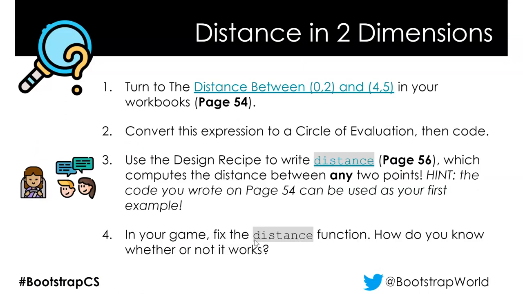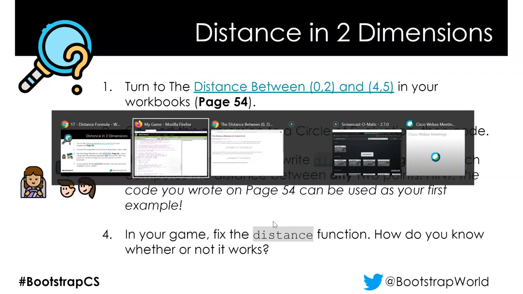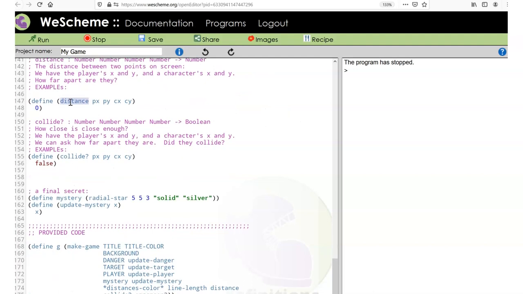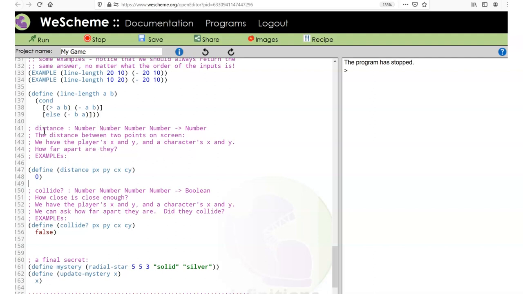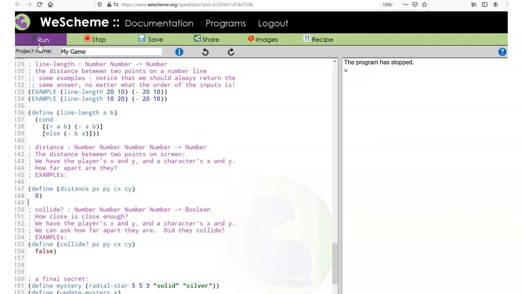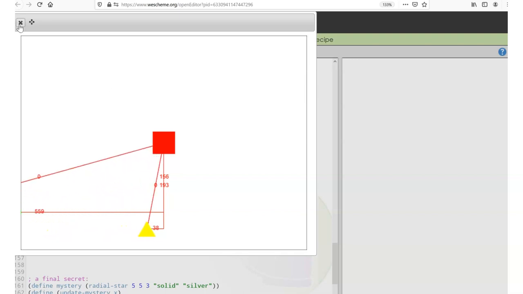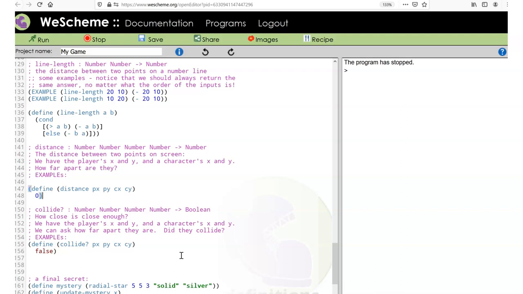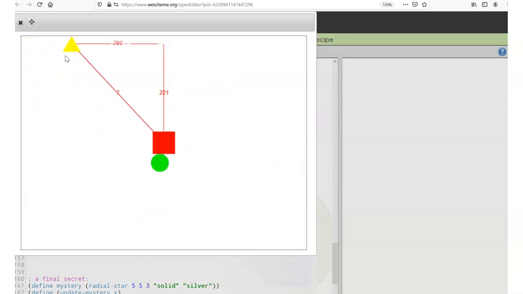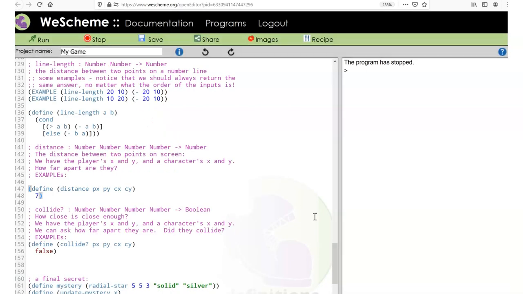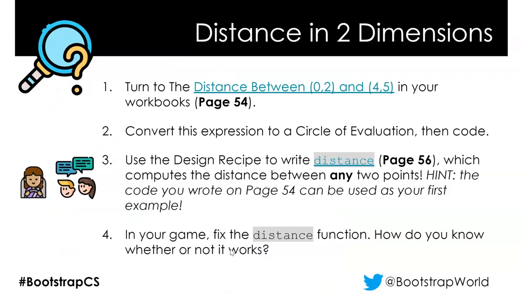All right, now, in your game, fix the distance function. Here's the distance function. They don't say it specifically, but let's run this again. See how this hypotenuse, the diagonal line, is always zero? I think that's probably because it always says zero here. I'm going to change this to just 7, and I bet it always says 7. Yeah, see, 7. So let's walk through this distance function, because I want to tell you something really important about the examples as we work through these. It's going to make this video pretty long, but we will do this together instead of leaving that for homework.